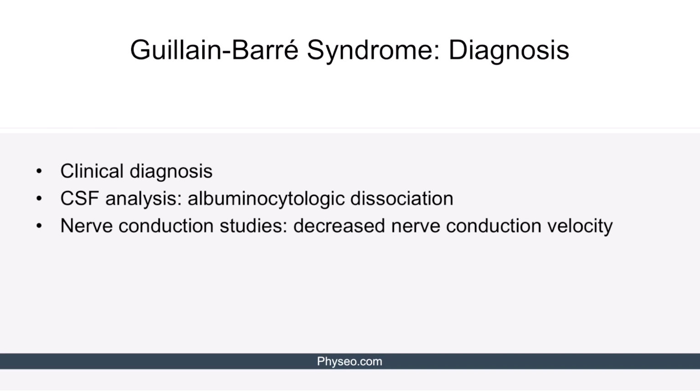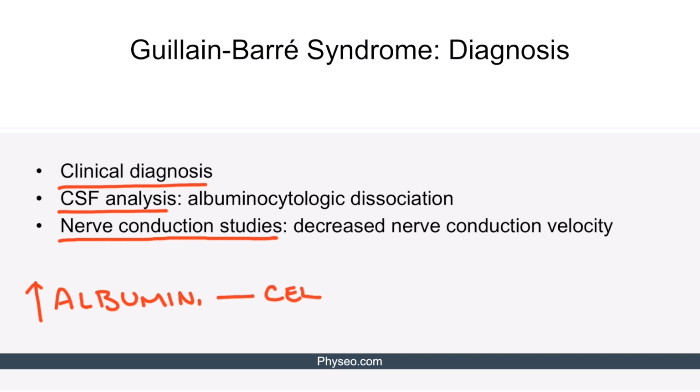Now, Guillain-Barré syndrome is a clinical diagnosis that can be supported by findings on analysis of CSF and nerve conduction studies. Now, CSF analysis would reveal a phenomenon known as albuminocytologic dissociation. This is when CSF protein is increased, but the cell count actually remains normal. Hence, there is a dissociation between albumin count and the cell count. Now, nerve conduction studies would reveal decreased nerve conduction velocity. This is because demyelinating disorders, like Guillain-Barré syndrome, slow down the conduction of nerve impulses.